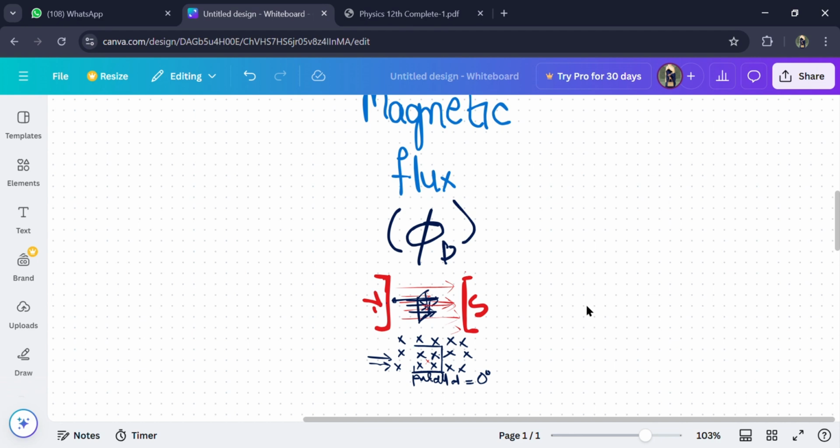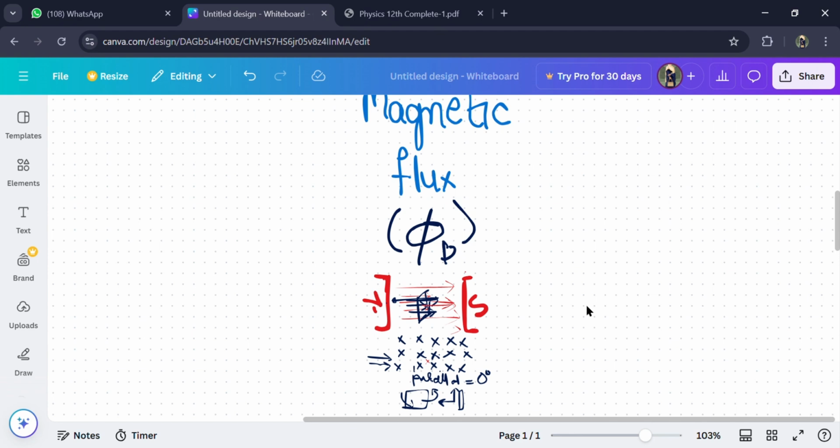Let's say now I'm rotating my area, and now my area is somehow like this. Now it's actually facing the direction that is perpendicular, or at 90 degrees. This is the direction of the what?